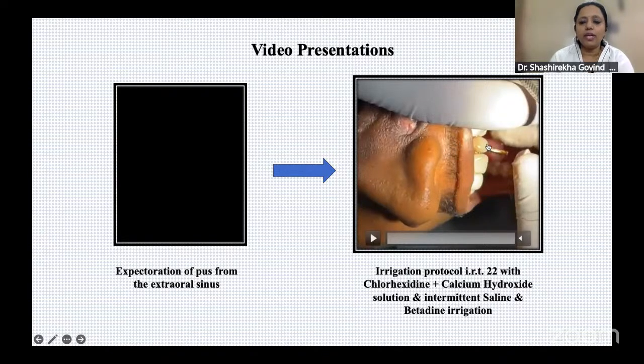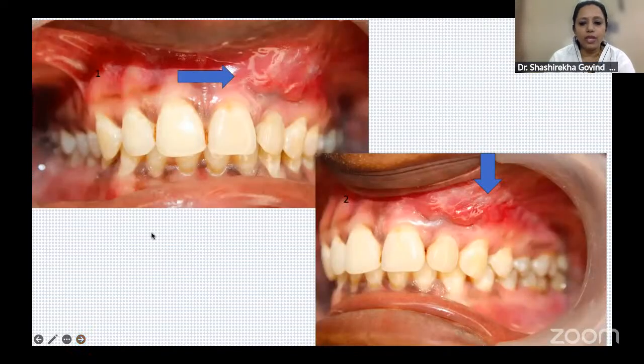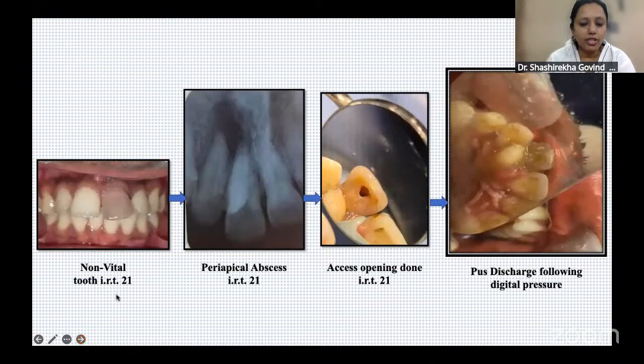So whenever we are going to irrigate, even the irrigating solution also used to come through the sinus. Now this is an ongoing case which we are doing. This is intraoral, the same patient. Not only the extraoral sinus he had, intraorally also he had swelling like this. Whatever irrigating solution we used, it never used to come through the intraoral, but extraorally it used to pass through the drainage to the sinus.